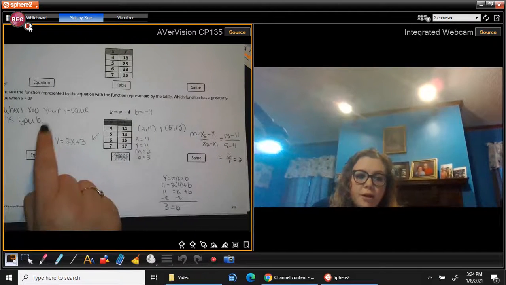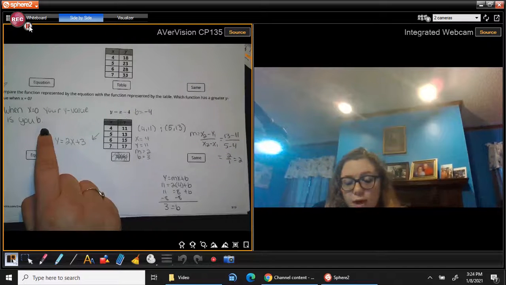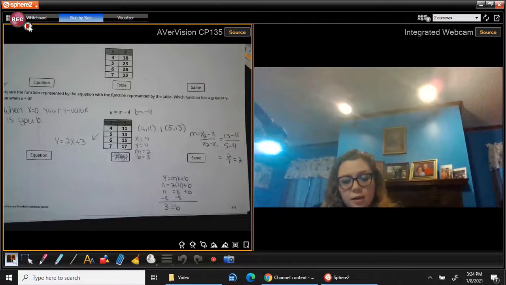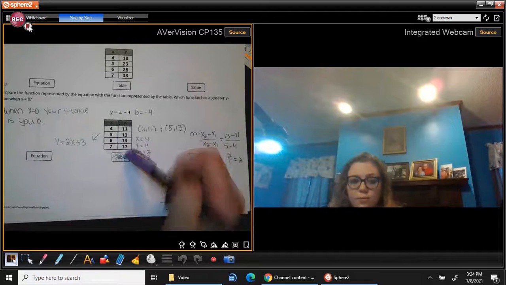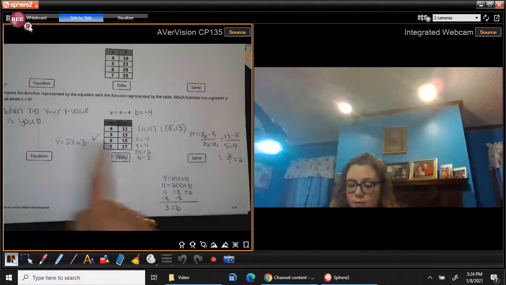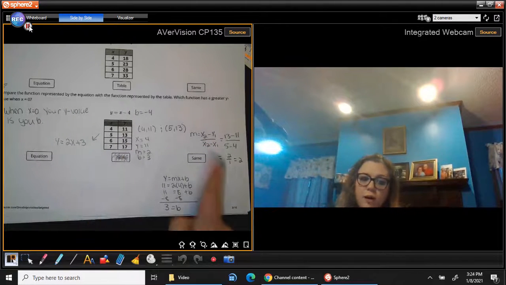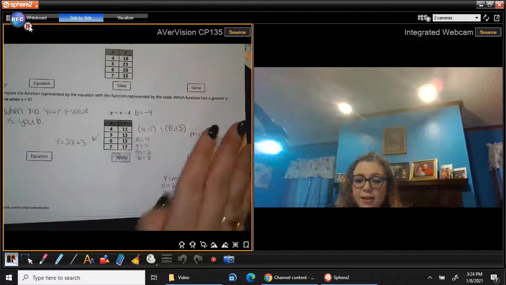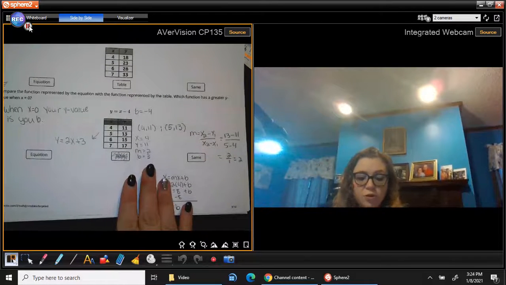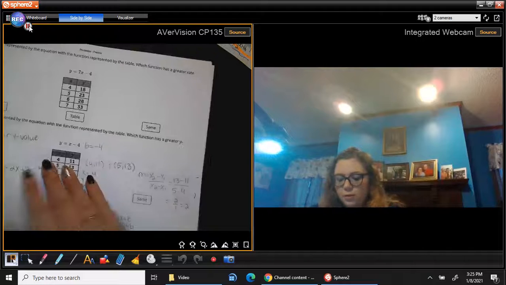Very important that you know that, because on Freckle you might get a problem just like this, okay, and you're going to have to go through the process. Okay, you're going to have to create an equation. You're going to have to do all of this for that. And again, step-by-step instructions are in your notes. Okay.